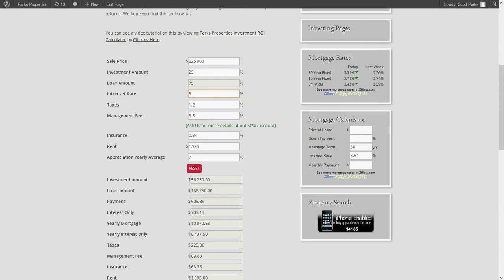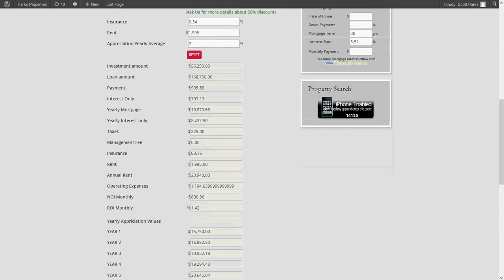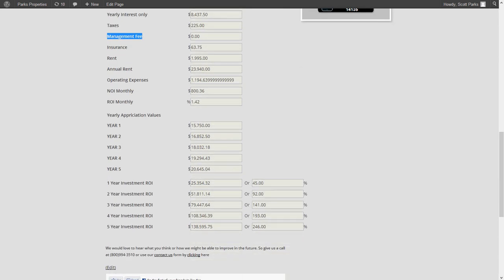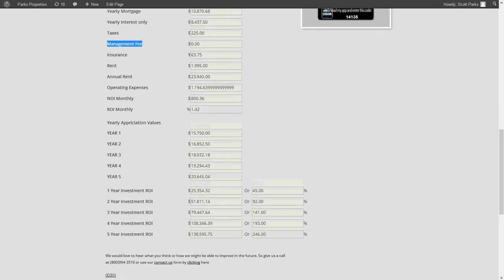Now, maybe you're going to manage the property yourself. Go ahead and just put a 0 in this field. As you see now, the management fee is zeroed out to $0, and it brings you back up to 45% on your annual return on your money.